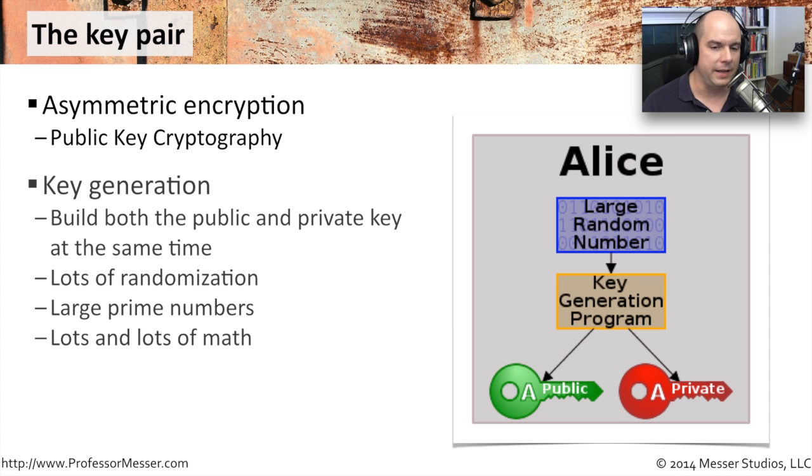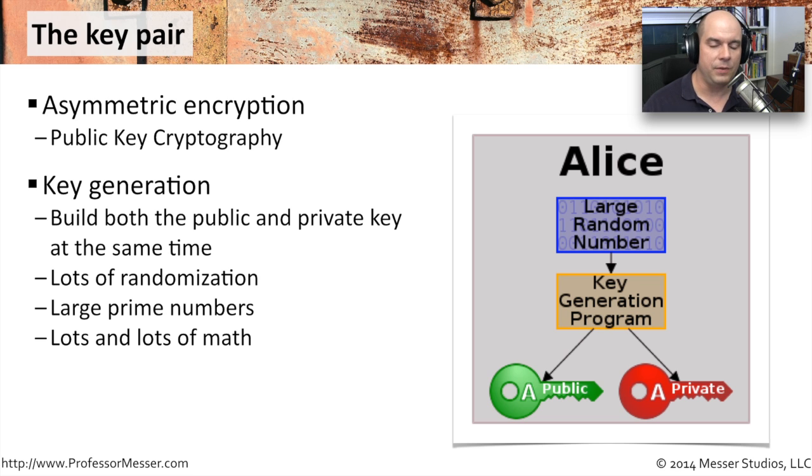Whenever we're creating a key, it may be a single person we're creating this for, we're using a lot of mathematics to create this relationship between a public key and a private key. So we're building them at exactly the same time. We're using a lot of randomization, we're using prime numbers, and a lot of math goes into this to create a key that is a public key that we could give to anybody in the world and a private key that we would keep private to ourselves.